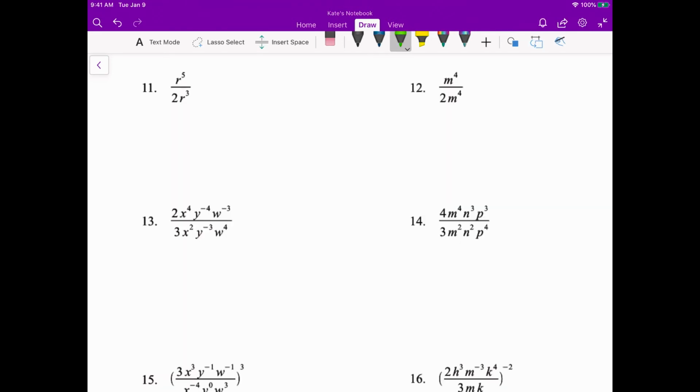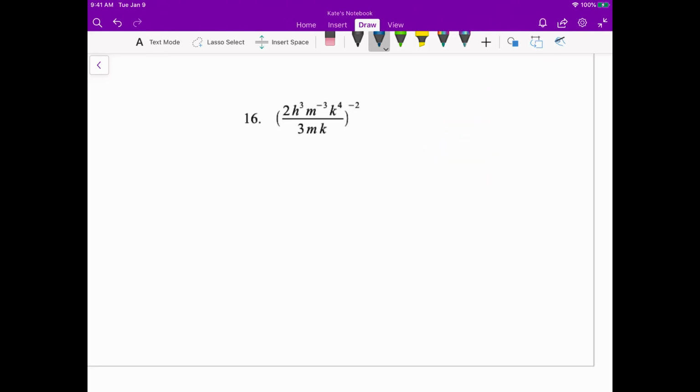So I'm going to do number 12 now, and we are dividing m to the fourth by 2m to the fourth. When you divide, we're going to end up subtracting our exponents. So in this particular case, you always do the top minus the bottom. So I would do 4 minus 4. So this will become m to the 0, because 4 minus 4 is 0, over 2. And then I'd have m to the 0, which is 1, because anything to the 0 power is just 1, over 2. So my final answer is just 1/2.